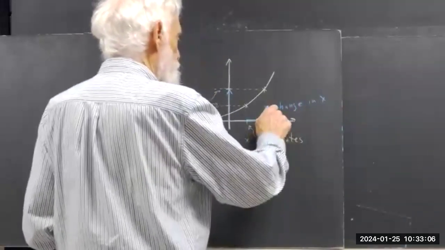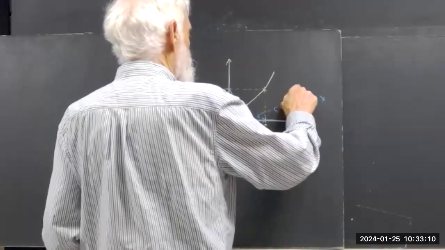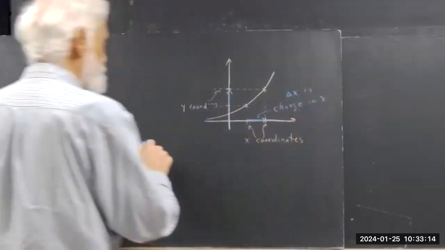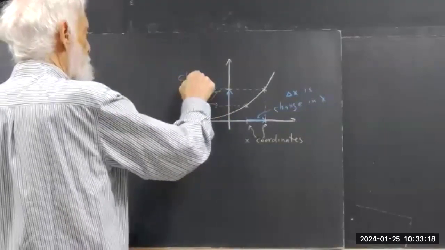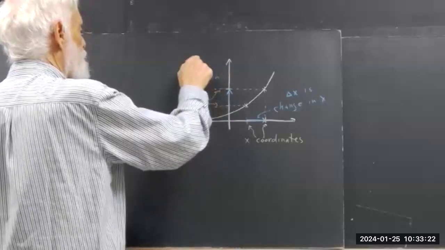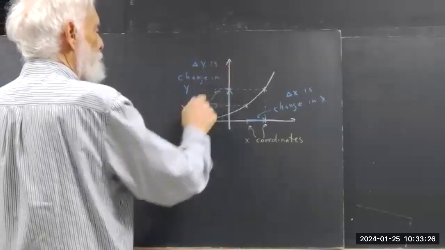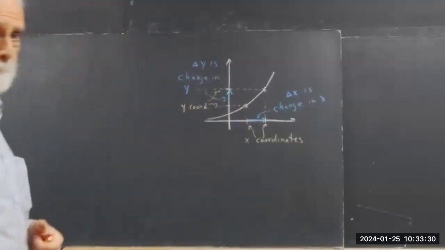It's the change in X. And we call that delta X. And this, of course, is the change in Y. And we call that delta Y. It's represented by that arrow.